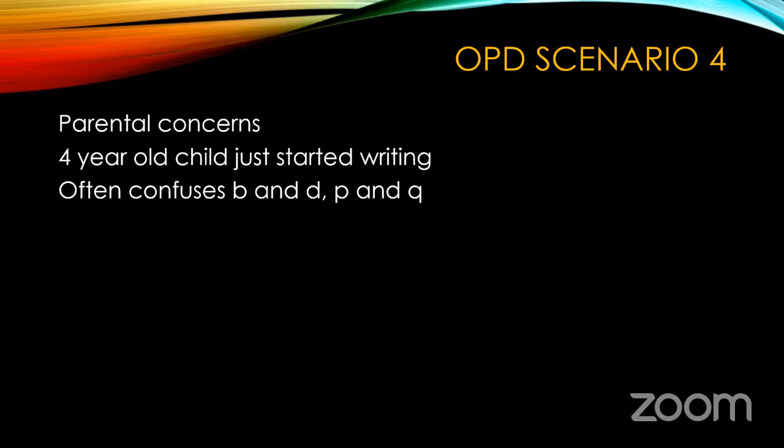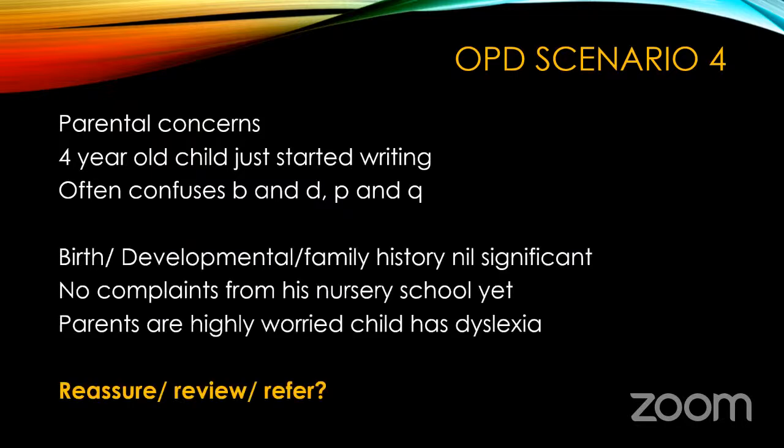This scenario, parental concerns, 4-year-old has just started writing, confuses between B and D, P and Q. Nothing significant in birth, development, family. No complaints from nursery school yet. Again, parents are highly worried that the child has dyslexia.